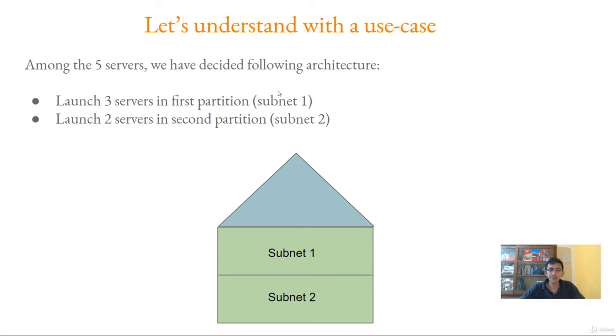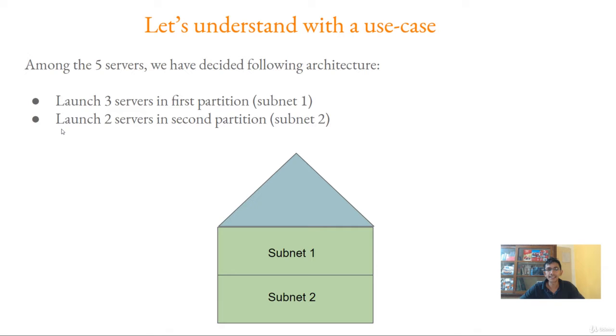Now in a similar way, as far as AWS is concerned, we already know the house in which the servers stay is called the VPC. Now depending upon the architecture pattern, you can go ahead and partition your VPC. So you can say that out of 5 servers, launch 3 servers in the first partition here, and this first partition is called the subnet.